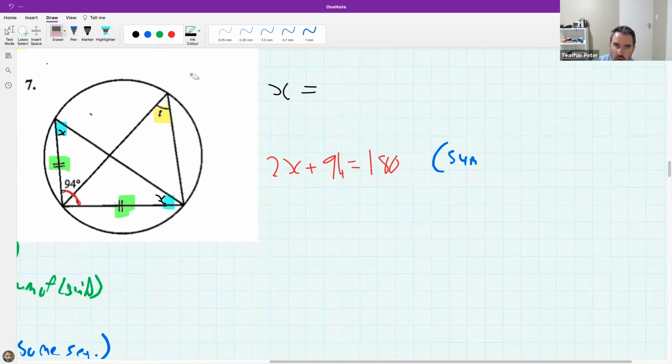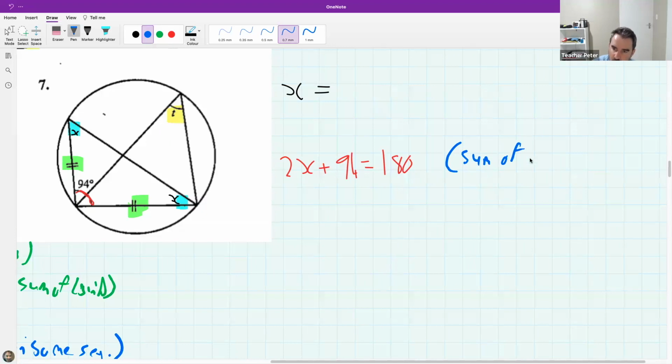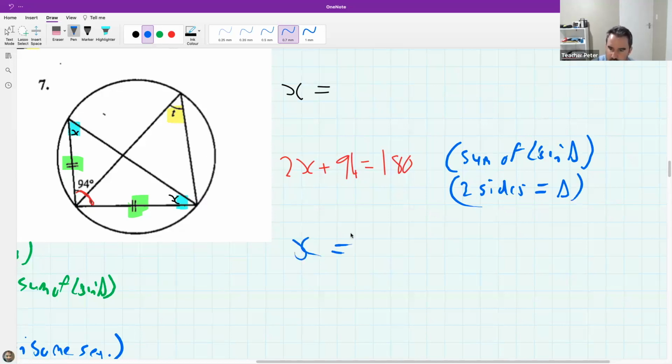Sum of angles in triangle. And you've also used the fact that you've got two sides equal in a triangle. So you've given that. So what is my x going to be? So x is indeed going to be 43. So this is 43 and this is 43. Now what is t going to be? The thing in yellow that we were after.